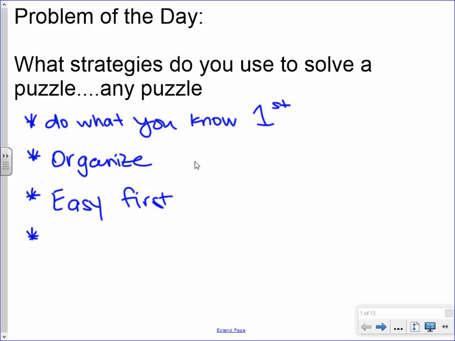Pod four. Guess and check. I like that. Pod five. Just force the pieces together. Make it work. Make it work.